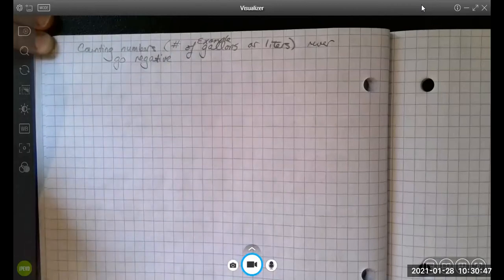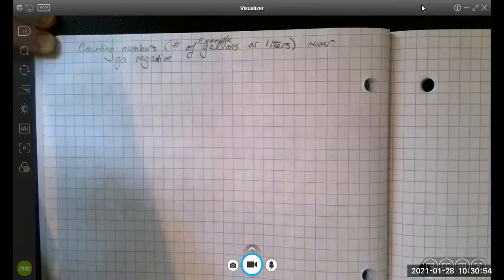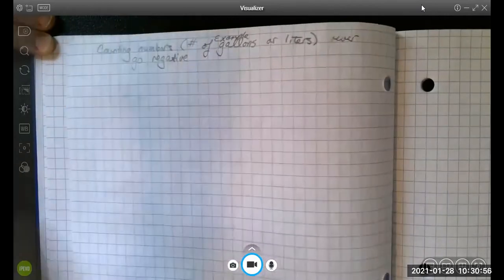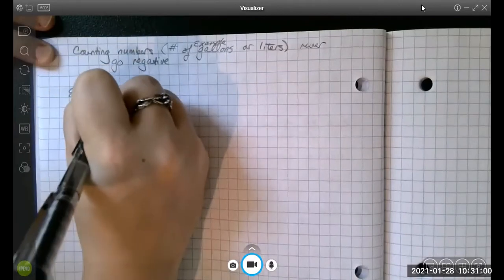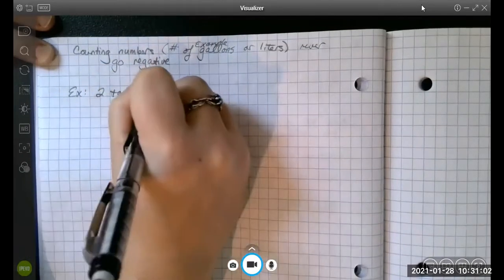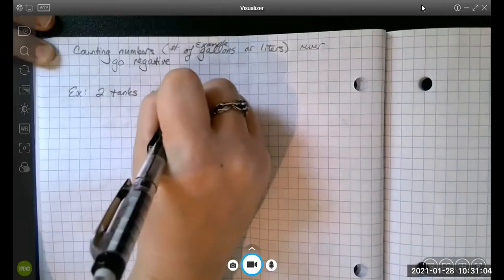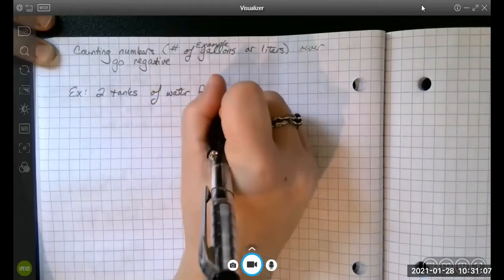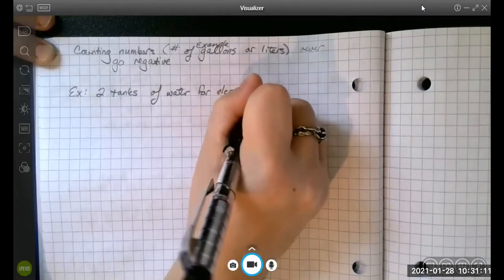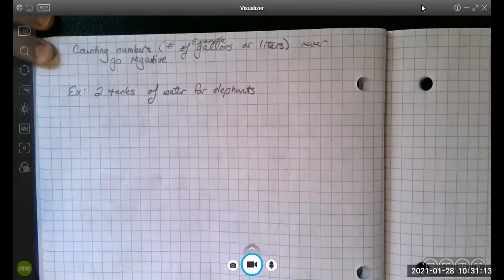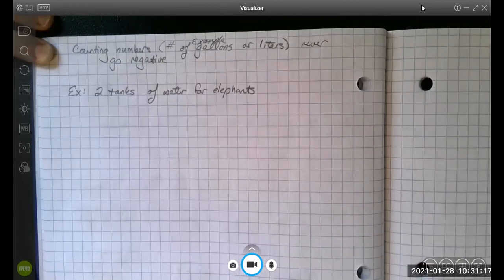So if we're looking at a local zoo, we're filling 2 water tanks for the elephants. Elephants like to have water not only to drink, but also to help cool them down. So in this next example, we have 2 tanks of water for the oliphants. If you haven't read Lord of the Rings, never mind. Okay, 2 elephants. 1 tank contains 50 gallons of water.